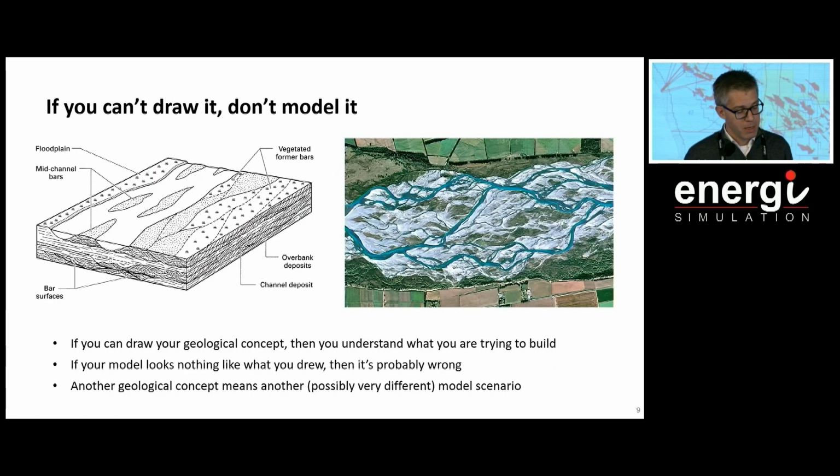So what we're trying to do is do this a little bit differently in RRM and use this old adage: if you can't draw it, don't model it. If you can draw your geological concept, then you understand what you're trying to do with your reservoir model. If your model looks nothing like what you have drawn, then probably your model is wrong to begin with. If you have another geological concept because you want to look at the same data in a different way, do a different testing of the data, you may need a very different geological scenario, maybe more than one scenario.